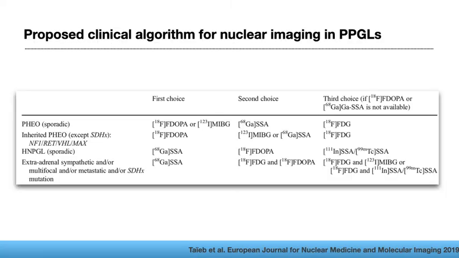And this table is from the European Association of Nuclear Medicine Practice Guidelines 2019, which shows the proposed clinical algorithm for nuclear imaging in patients with pheochromocytoma and paraganglioma. They recommend the use of gallium dotatate PET scan as a first choice in cases with extra-adrenal sympathetic or parasympathetic paragangliomas, and it comes as a second choice in patients with pheochromocytoma, either sporadic or inherited, except for those patients with SDHX mutations. For those patients with sporadic or inherited pheochromocytomas, F-DOPA PET scan is always the best option. FDG PET is always the third choice if neither gallium dotatate nor F-DOPA PET scan is available.